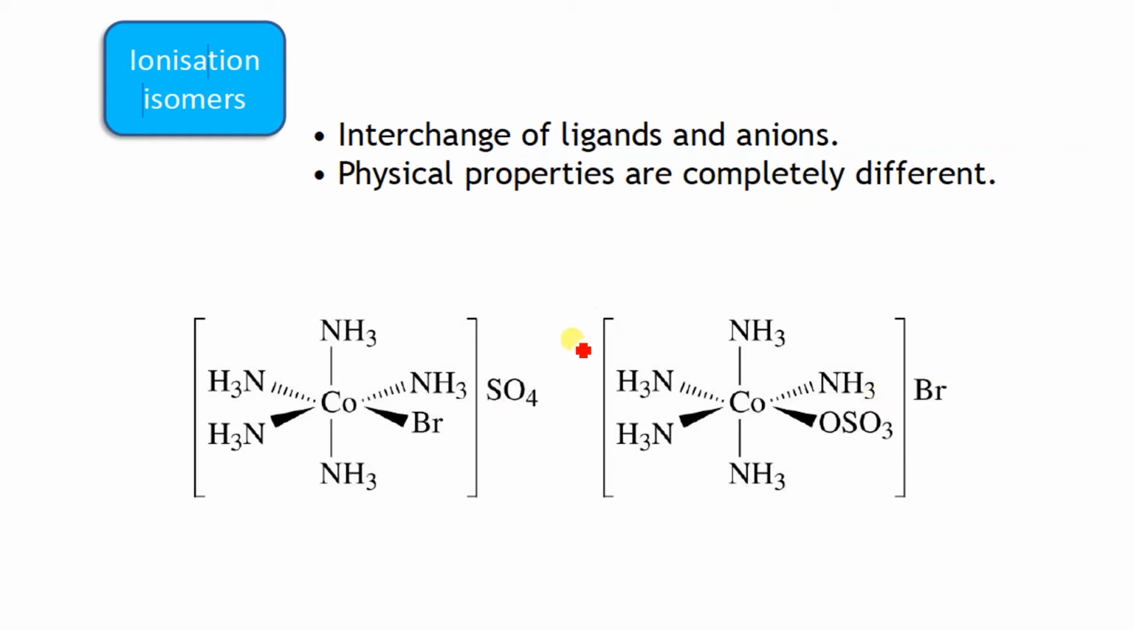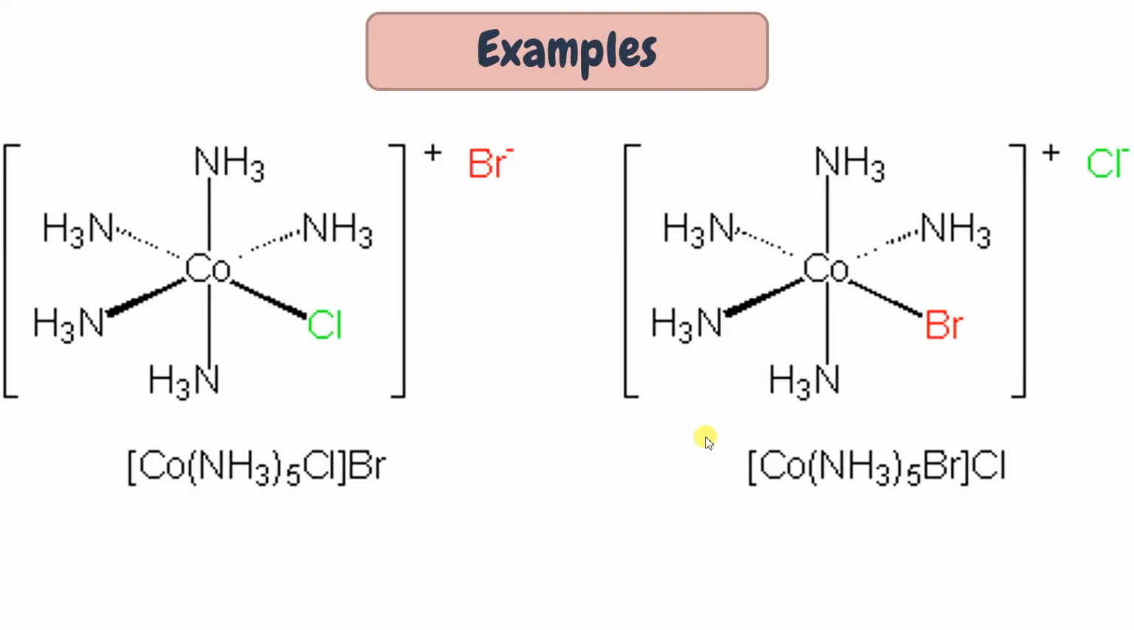How will you prove that they are the isomers, ionization isomers? So add BaCl2 in both the cases. This BaSO4 will give you white precipitate and there is no change in the other. So you can say that they are having different physical properties. Other examples are there. In this, there is an exchange between chlorine and bromine. You can see that? Yes.